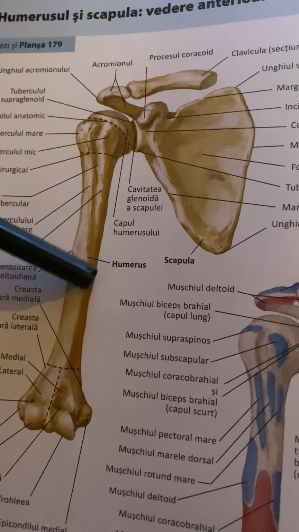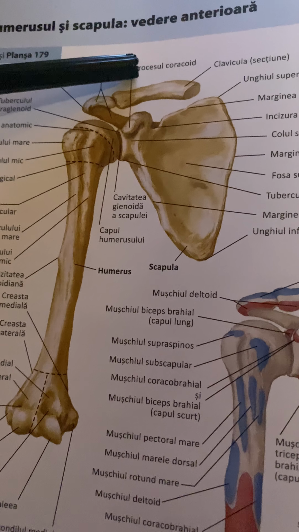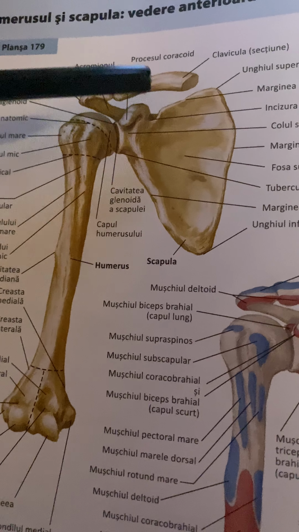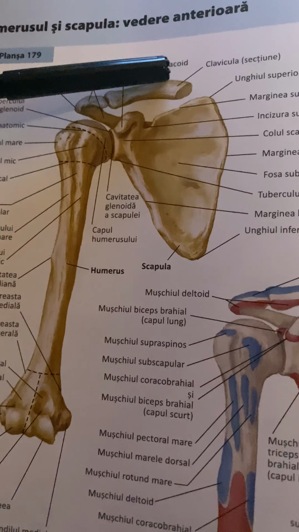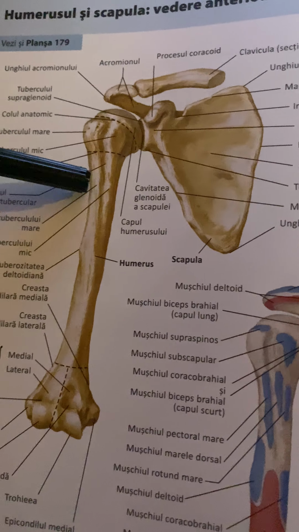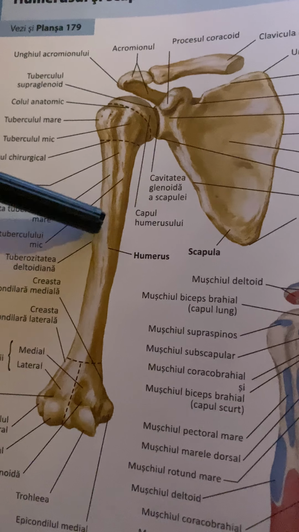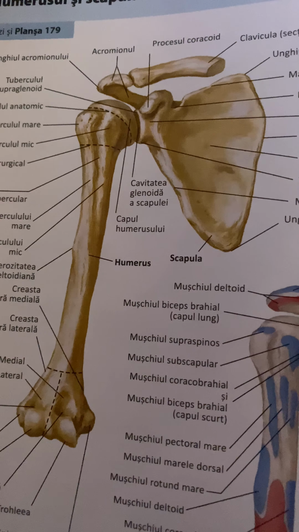Then we have the coracobrachialis muscle, which is going to be inserted from the coracoid process, and finally the brachial muscle. As well as you can encounter the deltoid muscle, which comes from the clavicle and is being inserted here on the deltoid tuberosity.